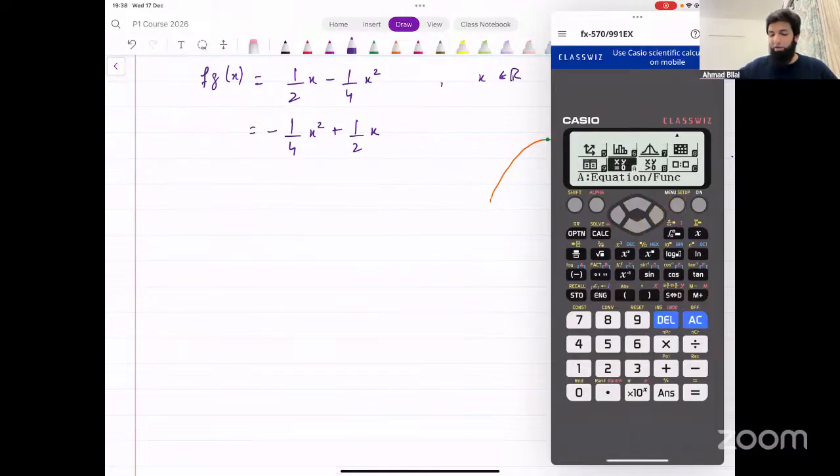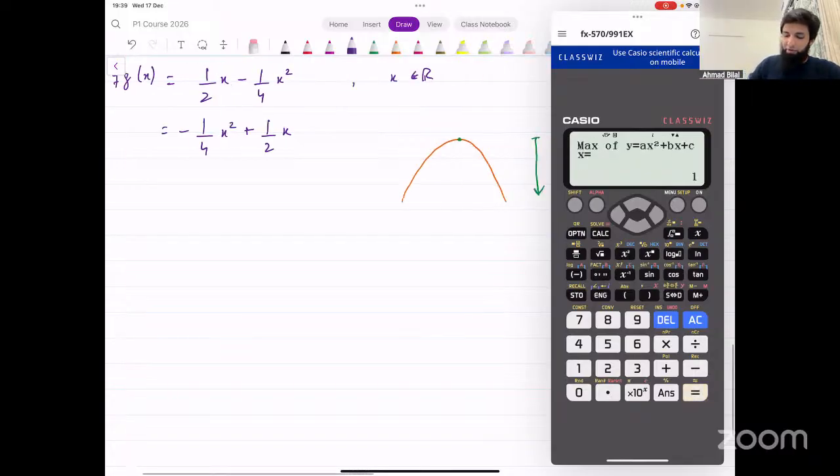And this is one of the very few things that does not require any working in the exam. You can write it directly and you will not be penalized for this. Now, we go to the equation function, polynomial degree 2. The x squared coefficient is minus 1 over 4. Let's input that here. And then the x coefficient is 1 over 2. There's no constant, so that's a 0.